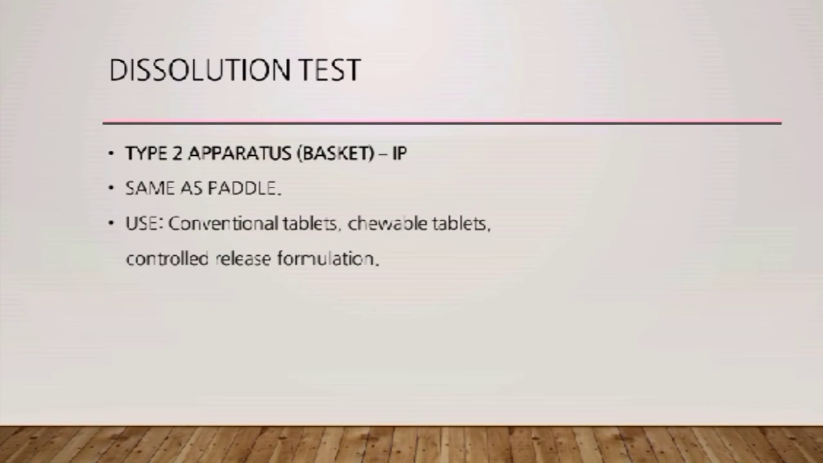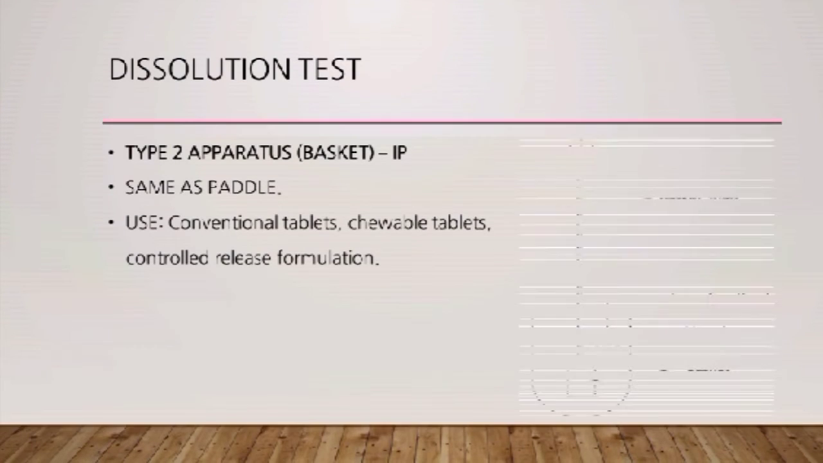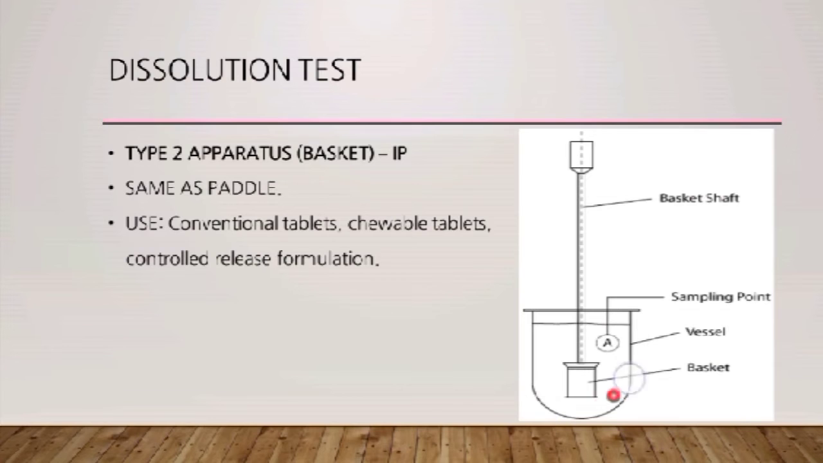Now next, the type 2 apparatus is basket. It has the same procedure as that of the paddle. The only difference is that it contains a basket which is perforated, and the drug is kept in this basket and dissolution is carried out.